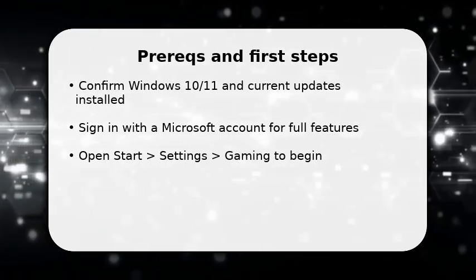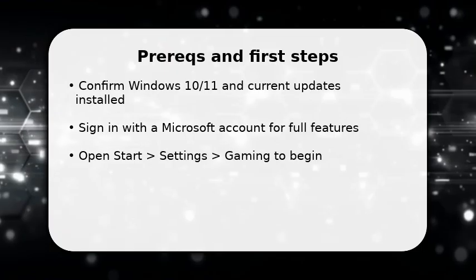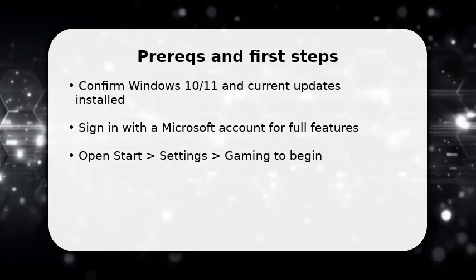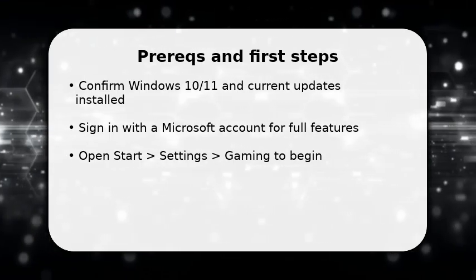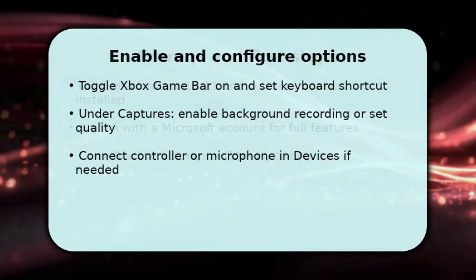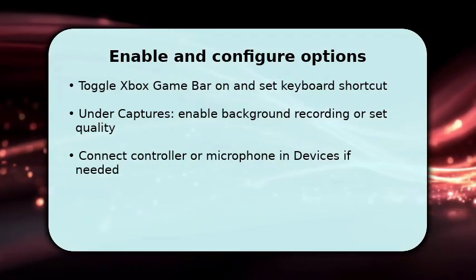Next, toggle the Xbox Game Bar switch on. This enables the overlay and keyboard shortcuts. You're starting the actual activation now, so the system will recognize captures and broadcasts. Once the game bar is on, configure it to suit your needs.